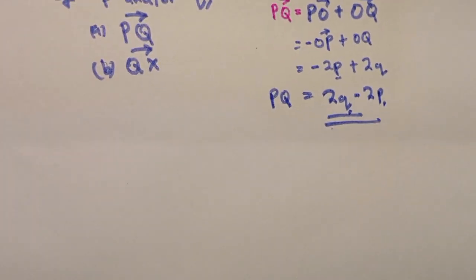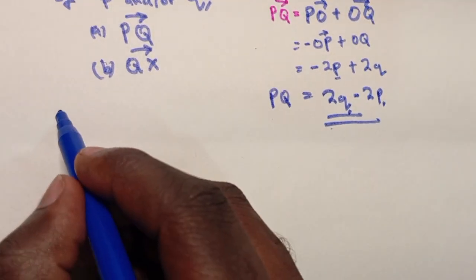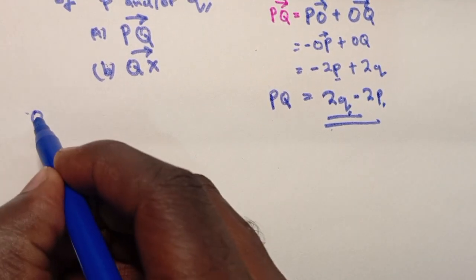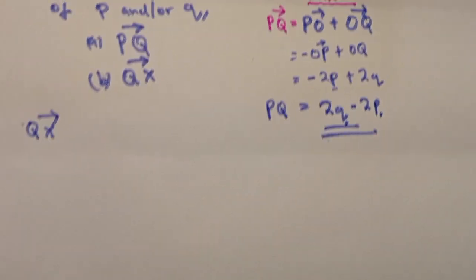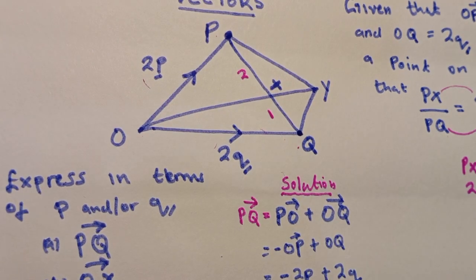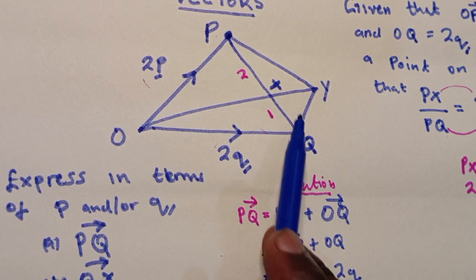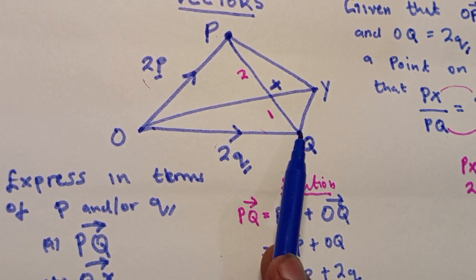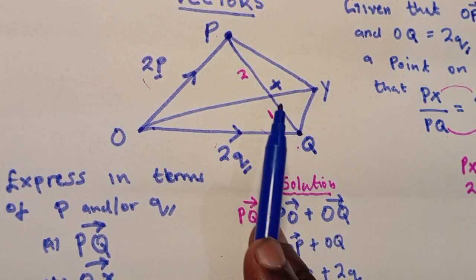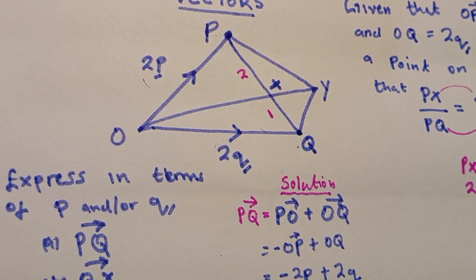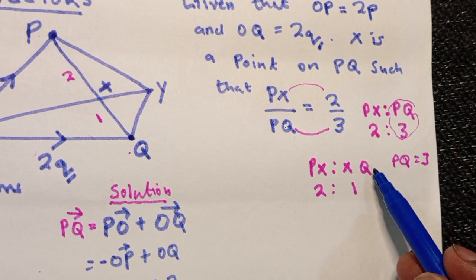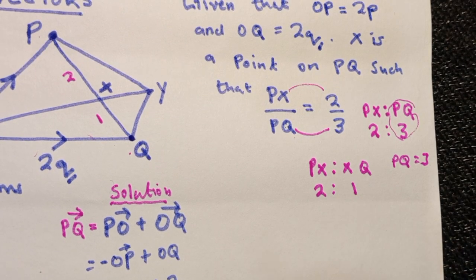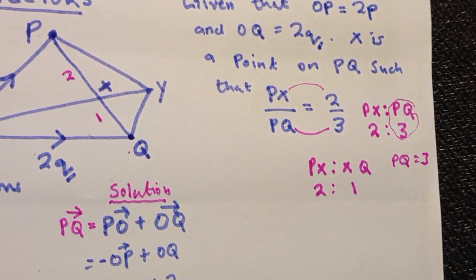Now we also need to find QX. How do we find this vector QX? Look at where we are. We are finding QX, and we only have a ratio here. So let's go to the ratio. On the ratio we've got XQ. XQ and QX are the same thing, we're just going to reverse the direction.